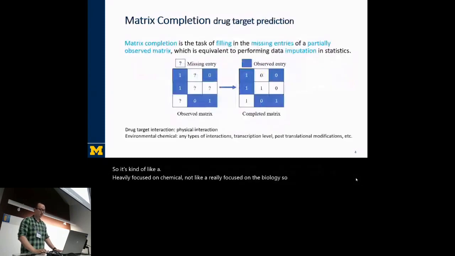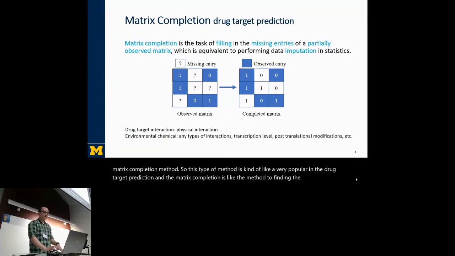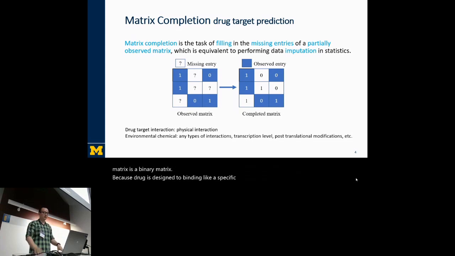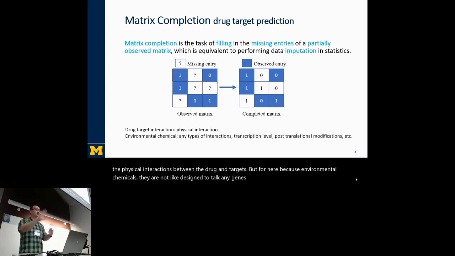So here, we used a matrix completion method. This type of method is very popular in drug target prediction. Matrix completion is a method for finding the missing values from a partially observed matrix. For drug target interaction prediction, usually the matrix is a binary matrix, because a drug is designed to bind a specific gene or protein, and usually it's the physical interaction between the drug and targets. But here, because environmental chemicals are not designed to target any genes, we didn't use a binary value.